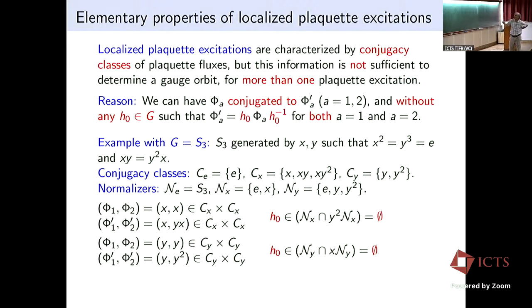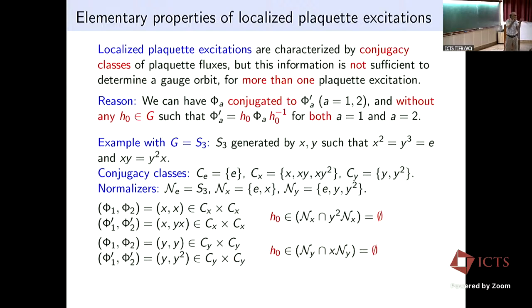Do they correspond to precise quantum mechanical states in the underlying hardware model? And I think this point is really illustrated already by the fact that, as we said, if we have one flux, it's characterized by a conjugacy class of the plaquette flux. But this information is not sufficient to determine a gauge orbit for more than one plaquette excitation. So maybe let's go to the example of group S3.